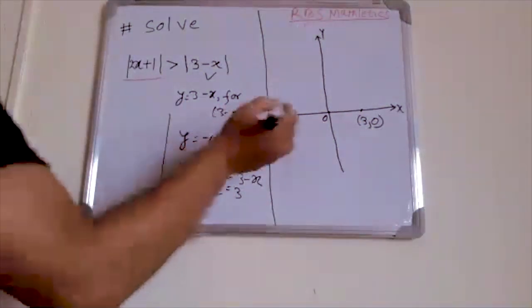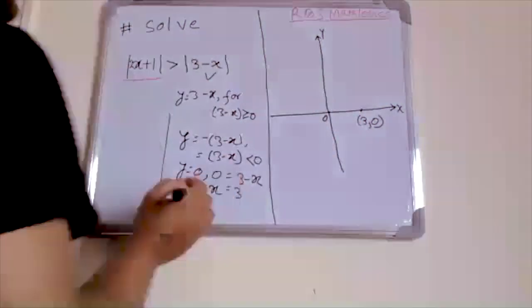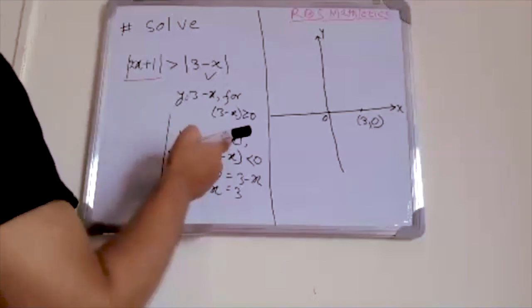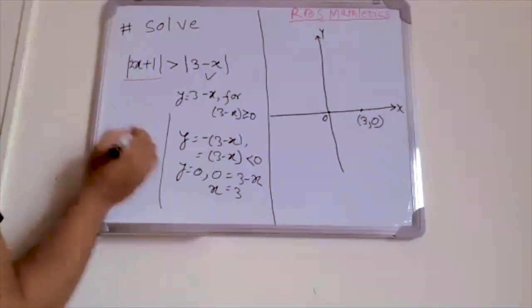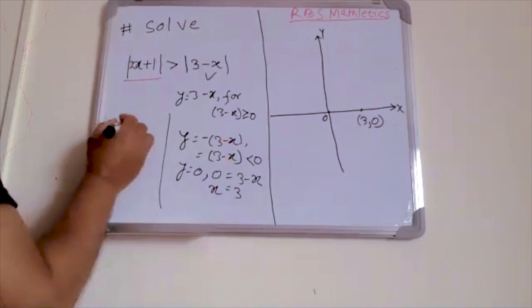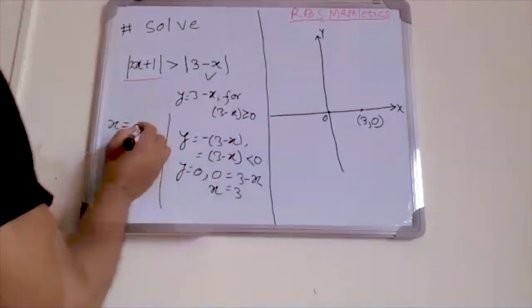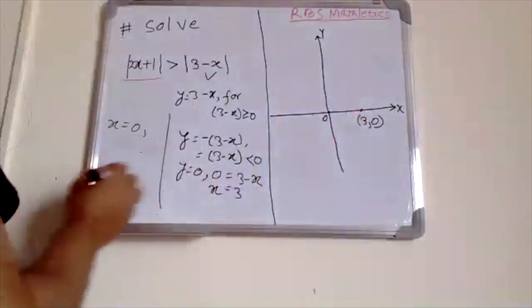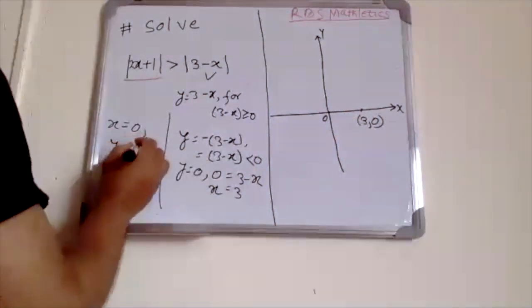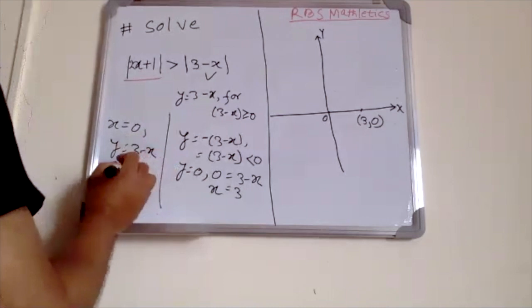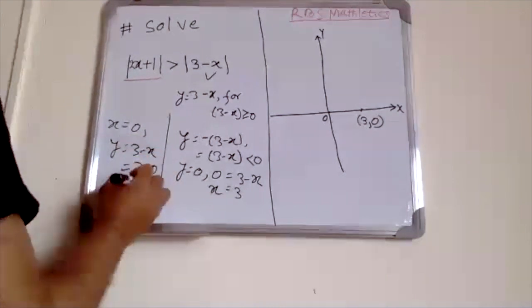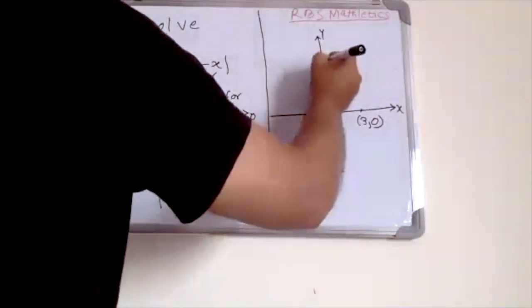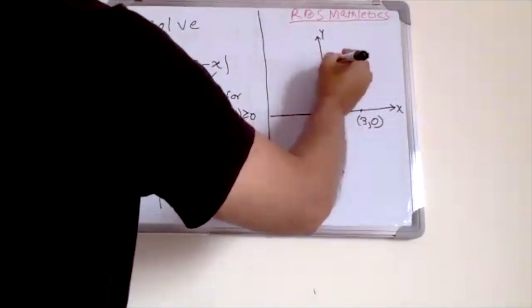Now let's see the point on the y-axis. I'm taking this part of the equation. If you put x equal to 0, we are looking for the point on the y-axis. That means on the y-axis x equals 0, so y equals 3 minus x, which is going to be 3 minus 0 equals 3. So I mark it here: (0, 3).